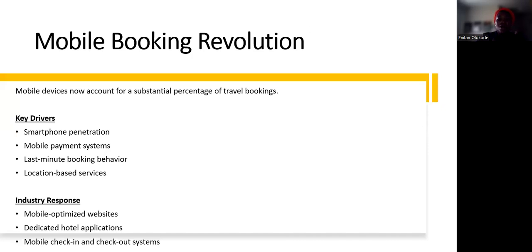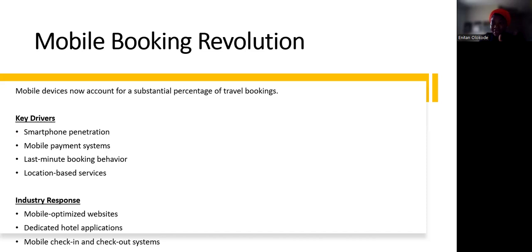Now we have the mobile booking revolution, the adoption of smartphones. It has revolutionized our hospitality booking behavior. About 80 to 90% of travelers now make their reservations online through mobile devices. So what has this driven? What has this shift done to our industry or operations?